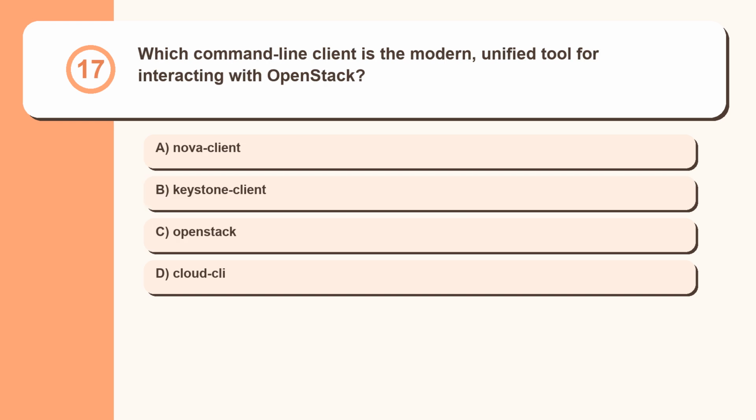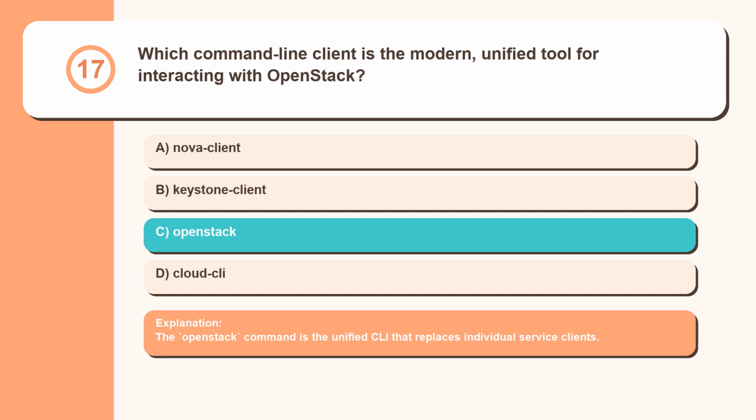Question 17. Which command line client is the modern, unified tool for interacting with OpenStack? Nova Client, Keystone Client, OpenStack, Cloud CLI. The openstack command is the unified CLI that replaces individual service clients.